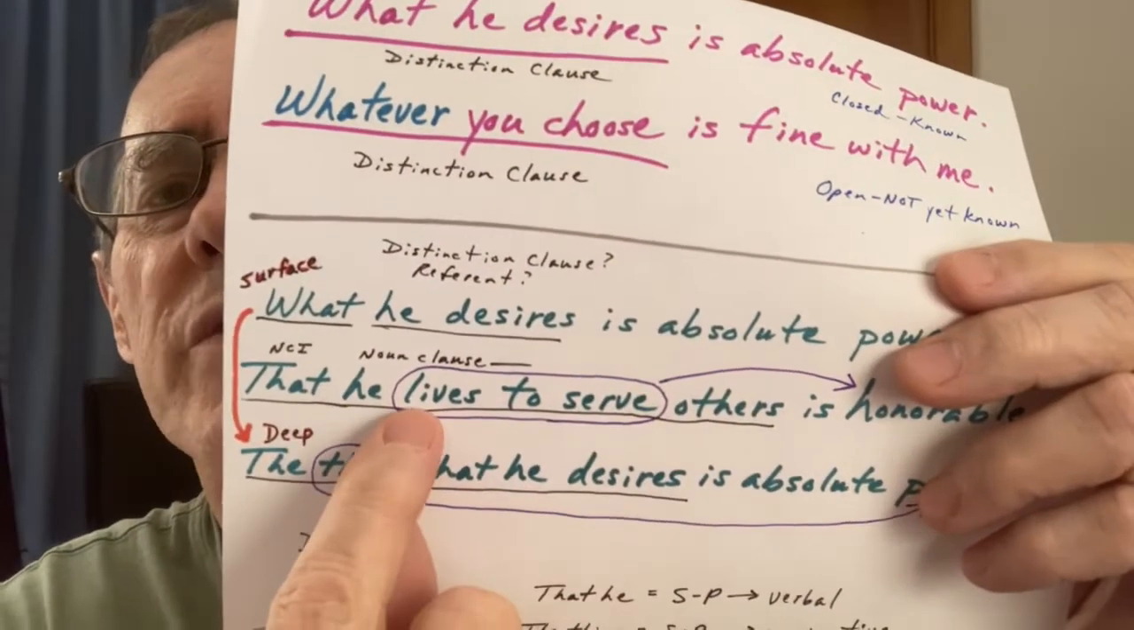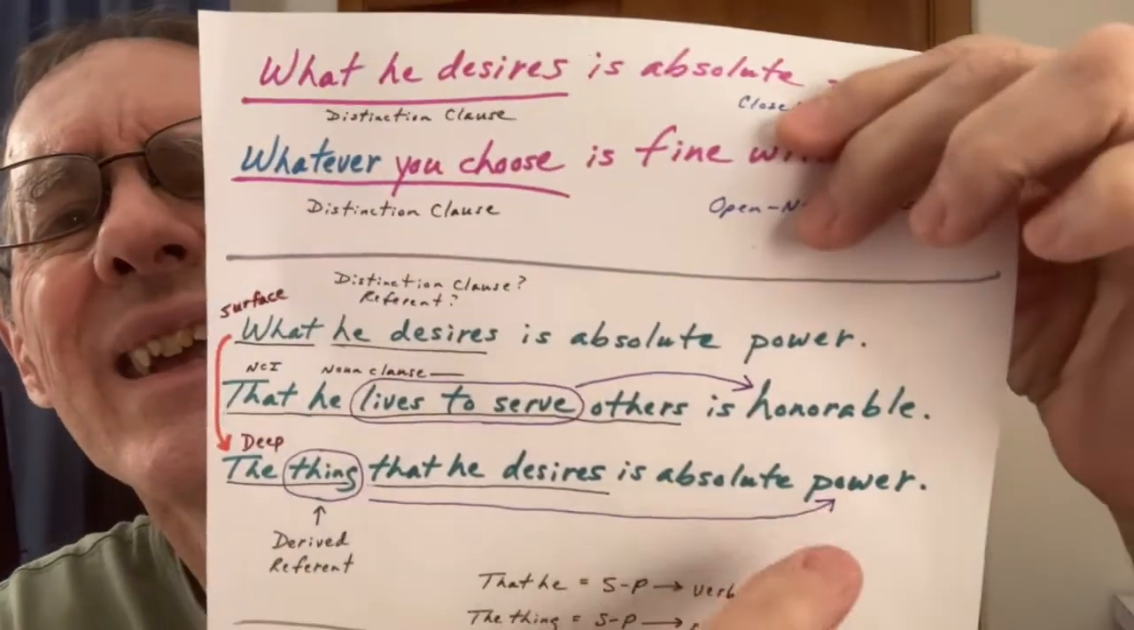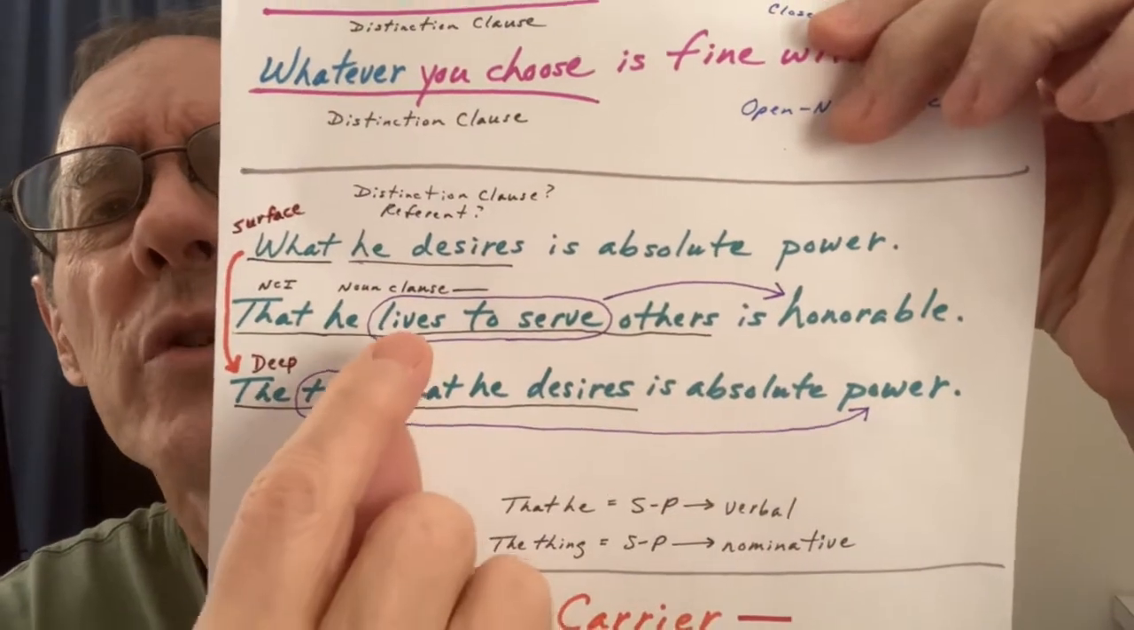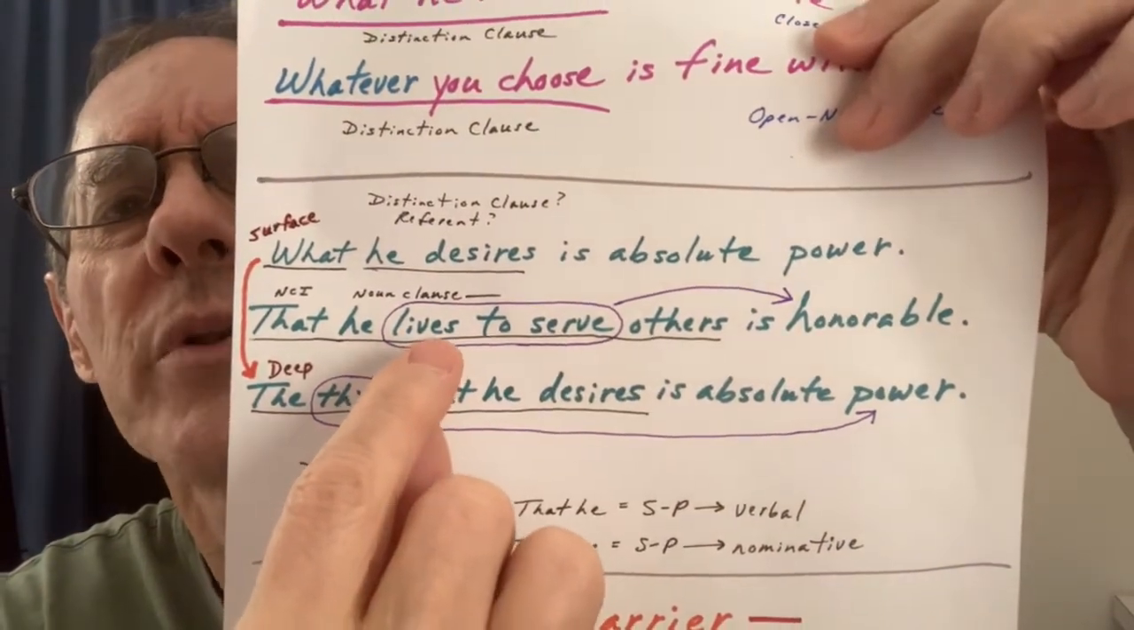Now, another big difference between these two sentences is in the sentence with the noun clause, you're saying that he lives to serve others is honorable. Well, lives to serve, see it's circled, lives to serve is the thing that's honorable. So what you have here is a verbal setup.